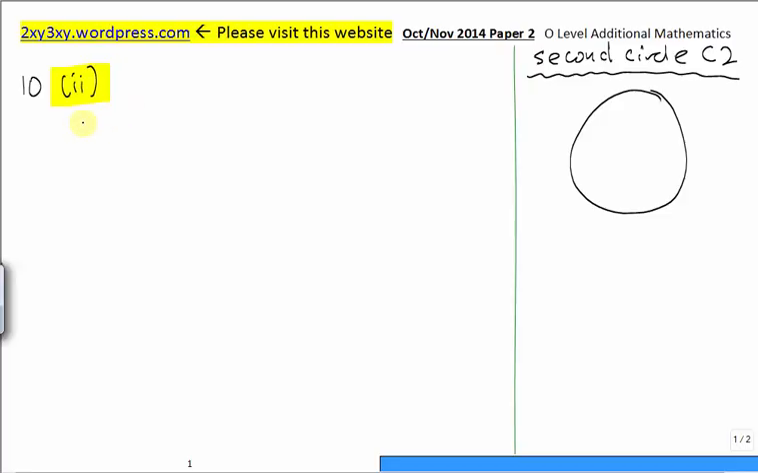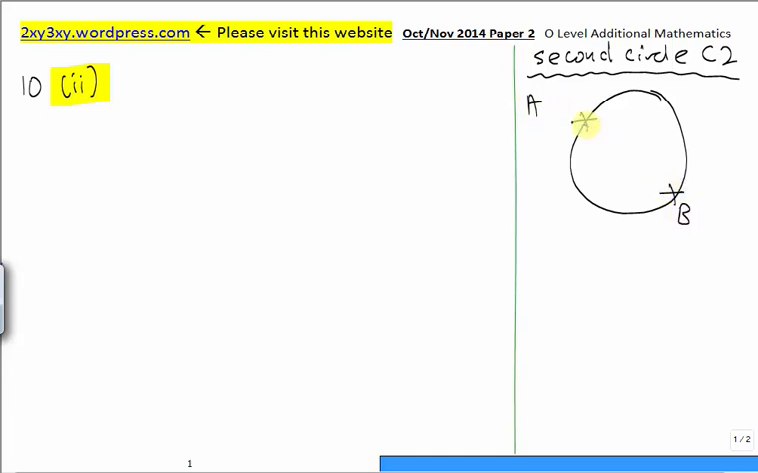Now we are doing question 10 part 2. For part 2, it's good that we draw the diagram out. It will help us to understand the question better. Now the question says this circle C2 has a diameter AB. So I mark a point A here, then B will be here.